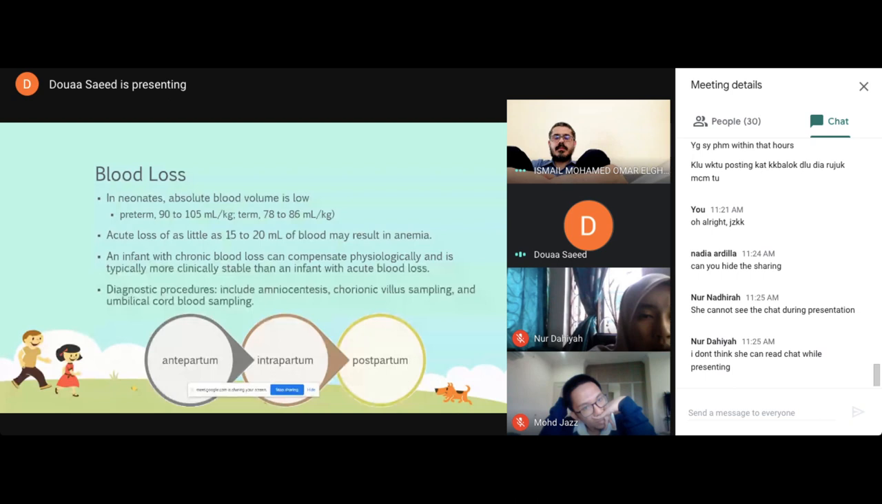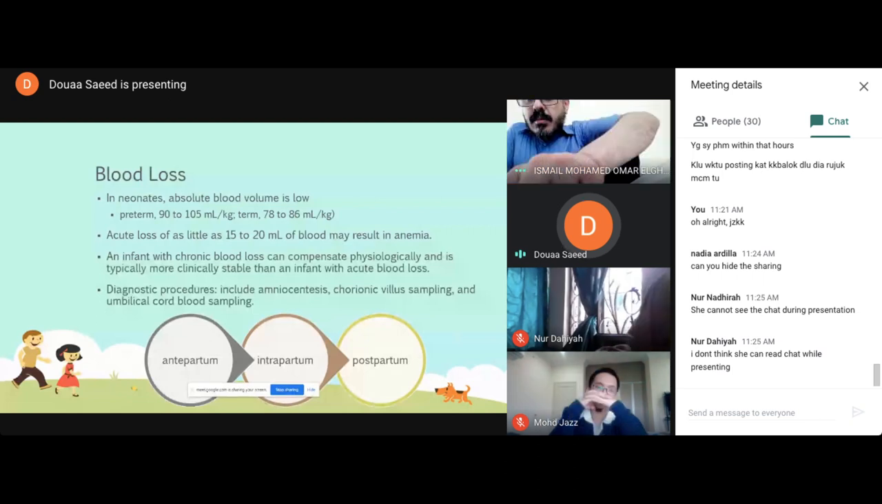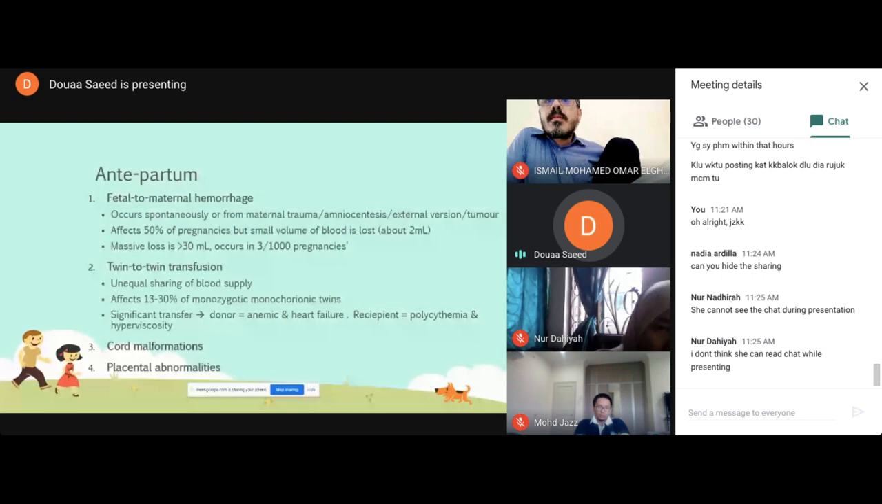This can be caused by three main points that we will go on to explain: antepartum, intrapartum and postpartum blood loss. But it is important to remember that diagnostics such as amniocentesis, chorionic villus sampling, and umbilical cord blood sampling can also lead to this blood loss. We will start with term. A cause of the blood loss would be fetal hemorrhage. This usually occurs spontaneously or can result from maternal trauma, amniocentesis, or tumors arising in the placenta. It usually affects 50% of pregnancies, but the volume of blood loss is very low, so it is not enough to cause hemorrhagic anemia, because the blood loss is usually only milliliters.